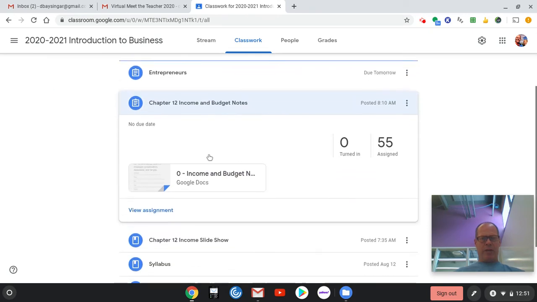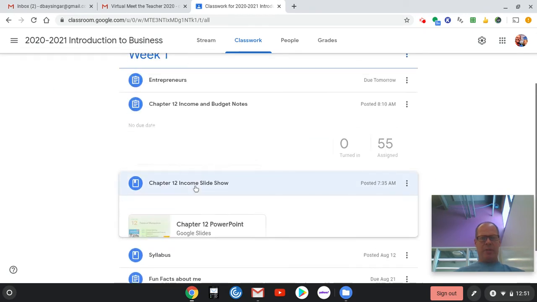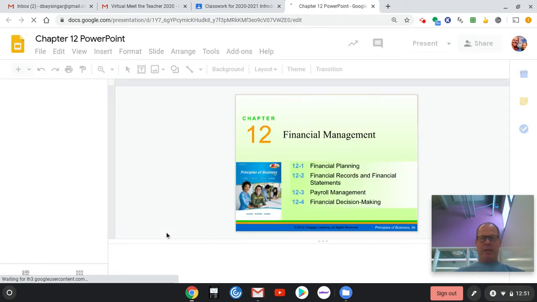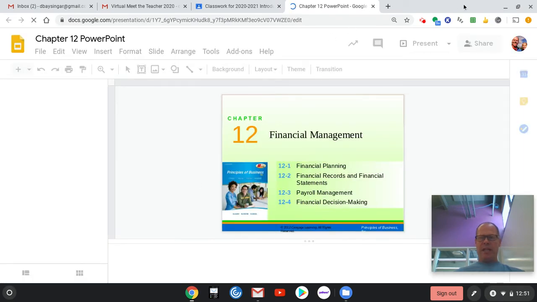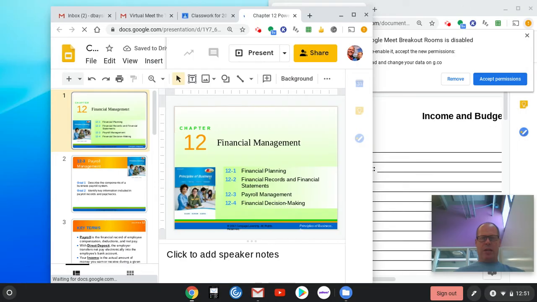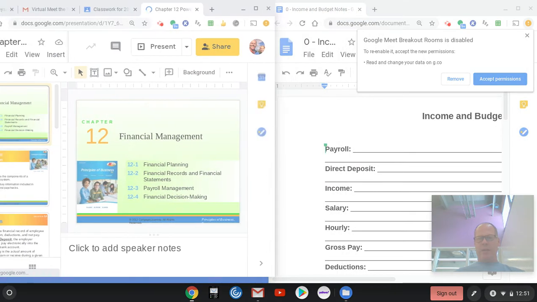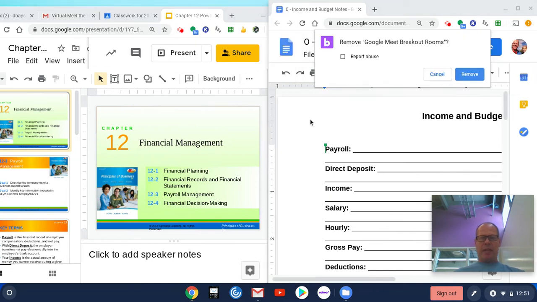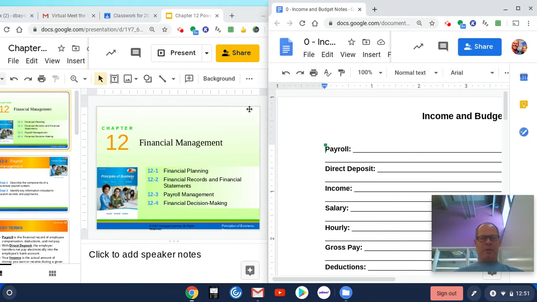the PowerPoint. So I have slides here for each chapter. This is chapter 12 slides. We're going to open that up, and that's what I'm going to talk about. So as I go through the chapter 12 slides, you should be filling out the notes over here. For this one, it's just definitions really to start. I'm going to get rid of that. Get rid of Google breakout rooms.